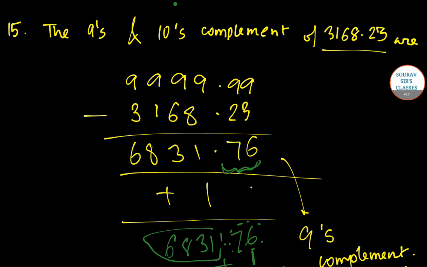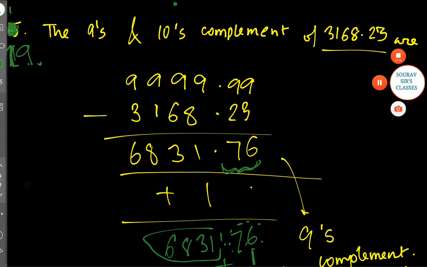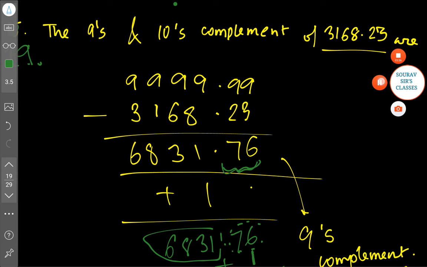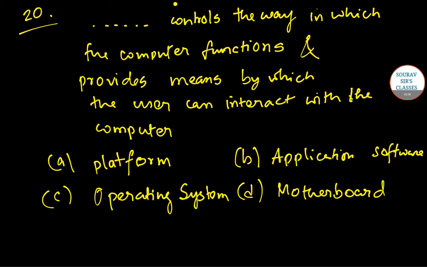Okay, one thing is that this will be question number 19, I guess, and not 15. This is question number 19, and the next question we will be taking will be question number 20. In question number 20 we have a blank first.